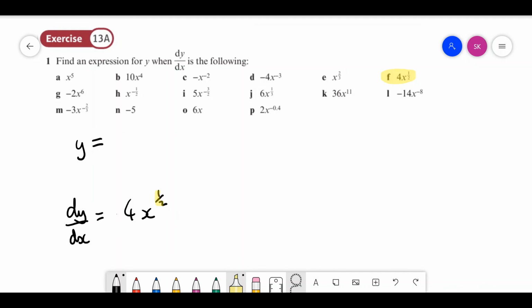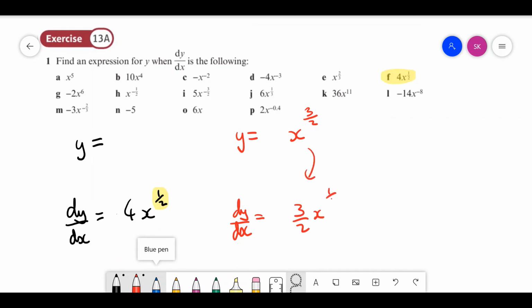So as always, we're going to look at the power first. And I'm saying, what does x need to be to the power of to differentiate to x to the half? Well, it needs to be to 3 over 2. Which means this would differentiate to get 3 over 2 x to the half. That's good, that's what I was aiming for over here.